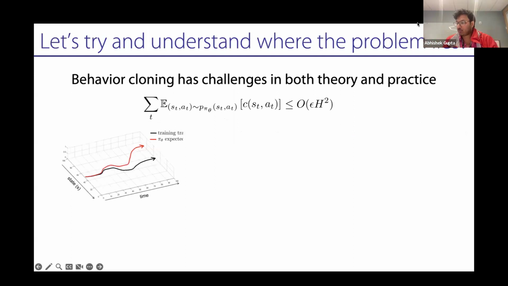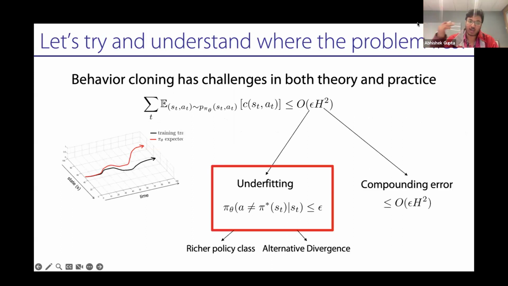But let's keep going back to our roadmap. We've said that we've dealt with underfitting. We can either change the forward KL to a reverse KL, or we can use all these fancy generative model things. We can use autoregressive models, or we can use diffusion models and things like that. So we've found a way to deal with underfitting. We're going to either use a richer policy class or an alternative divergence.